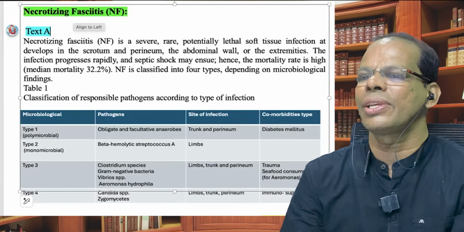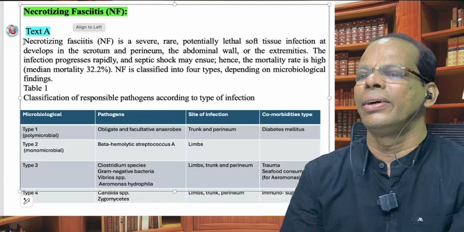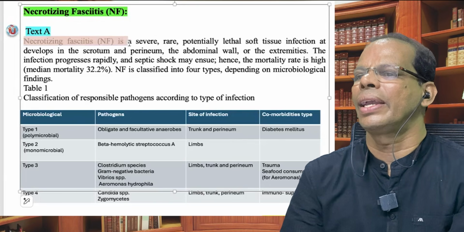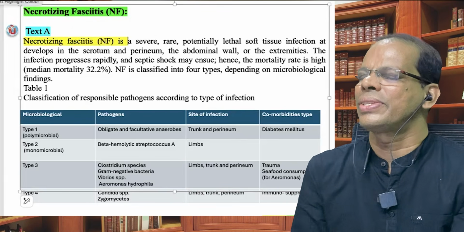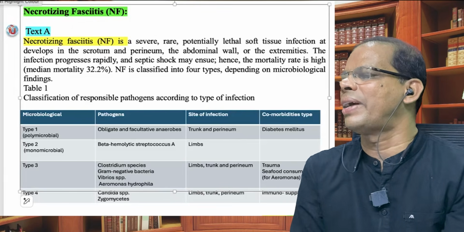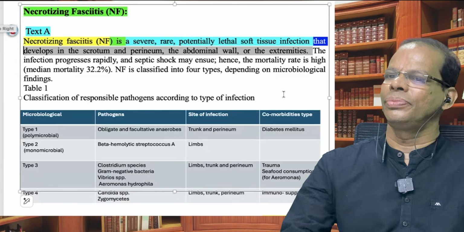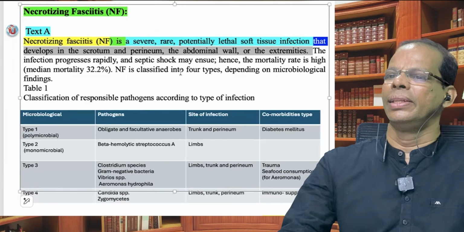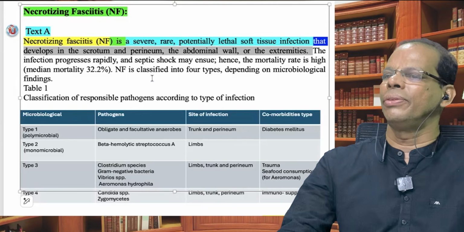Here there is no subheading, but if there is no heading or subheading, you can find it from the topic sentence. "Necrotizing fasciitis is..." means they are going to describe or define it. So there is a definition. The topic sentence gives you the idea. It's a definition. Then what else do you have to identify?